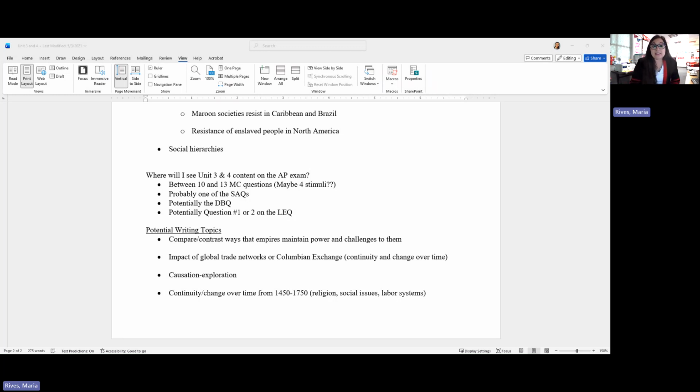We did a whole practice LEQ on this topic on the big partner posters back in January. So if you want a refresher on this particular topic, you could always go on Schoology and look back at that file to see all of my potential arguments for a Unit 3 LEQ.